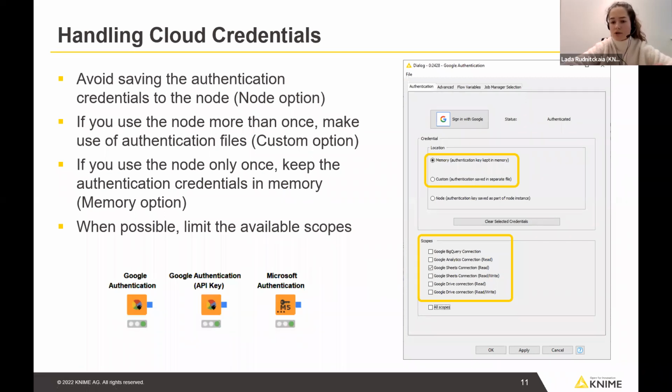It stores the credentials in the node, and then once you close the workflow and open it again, the credentials are there. And if you didn't delete them, other people will be able to re-execute and reconnect to the sources. Also, these authentication nodes have the option to limit the scopes to which you connect, which is also a nice option. If you, for example, don't want to overwrite something accidentally, you can limit the available scopes.